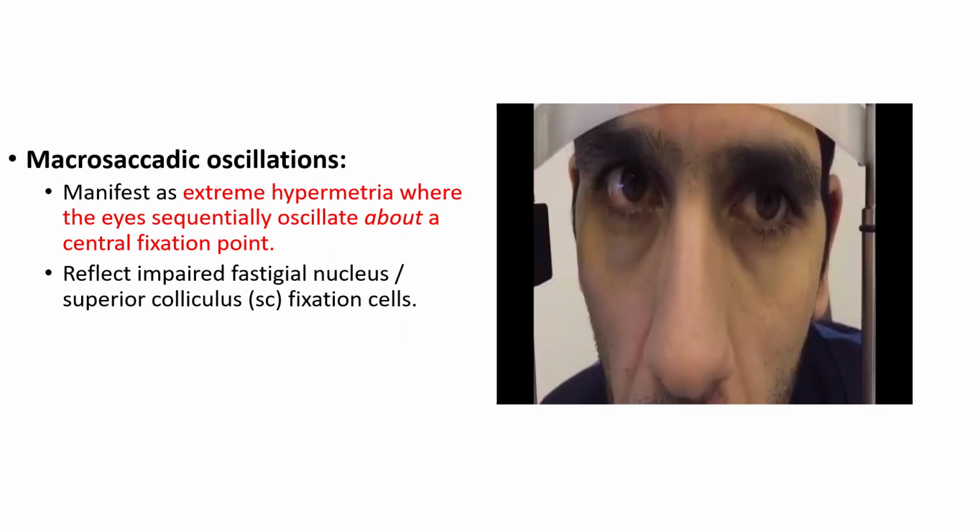Macrosaccadic oscillations. The manifestation is extreme hypermetria where the eyes sequentially oscillate about a central fixation point. It reflects impaired fastigial nucleus or superior colliculus fixation cells.